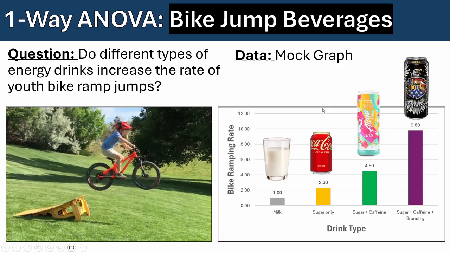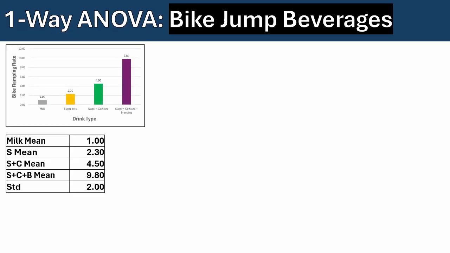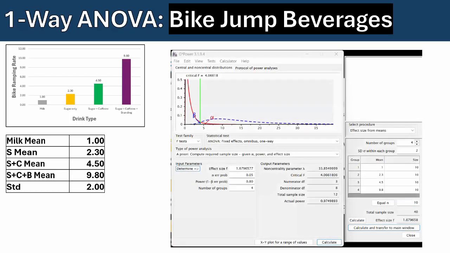So with this, for ANOVA, we're going to need, again, means and some measure of standard deviation. So I pull my means out from this graph here, pretending like this was real data. And then I just put standard deviation as 2, again, mocking this up. But if you had real data, you'd pull that out.